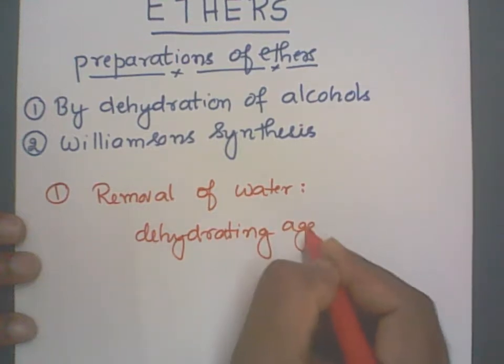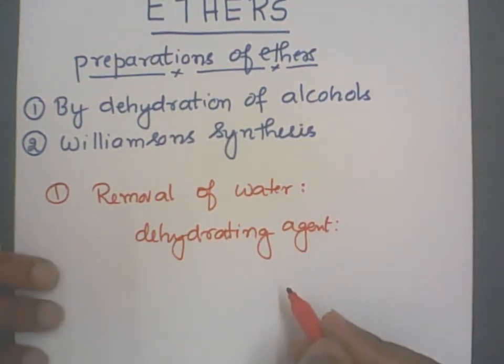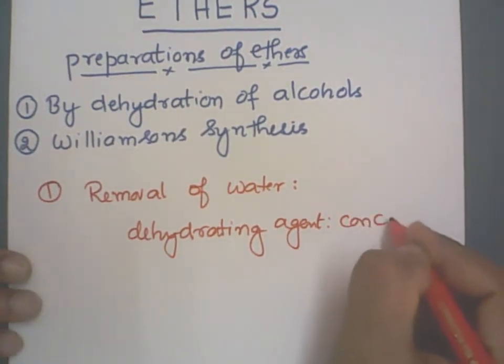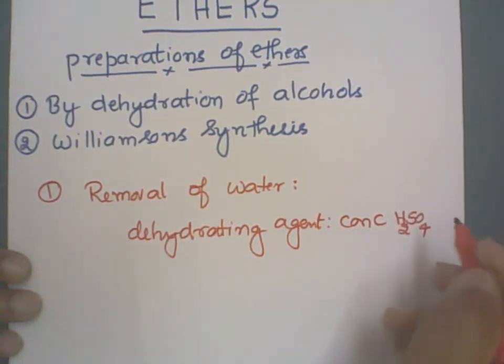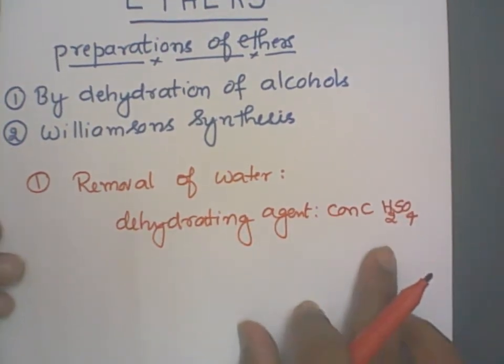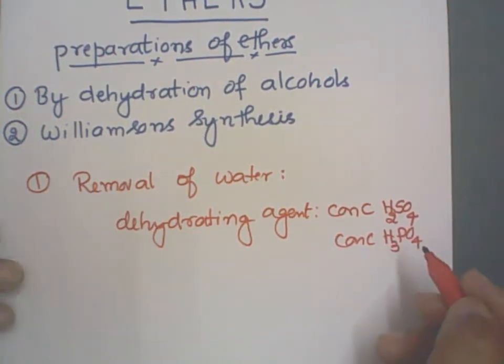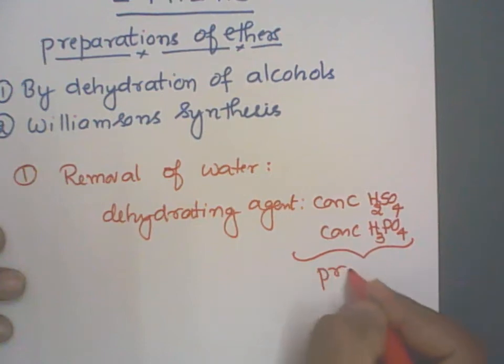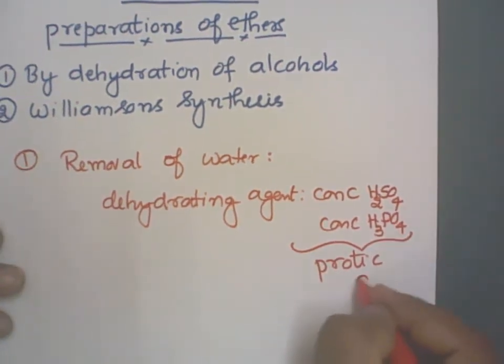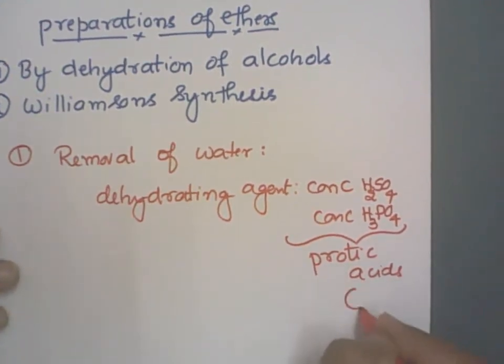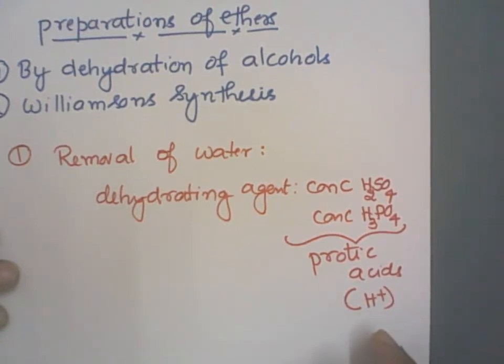Dehydrating agent means the reagent which is able to remove the water molecule from the substances, and one of them is concentrated sulfuric acid. This one you have studied in the mechanism of dehydration of alcohols. Now the other one is concentrated H3PO4, phosphoric acid. We require protic acids. What do you mean by protic acid? Protic acids are those acids which can donate H plus ions for protonation, right?